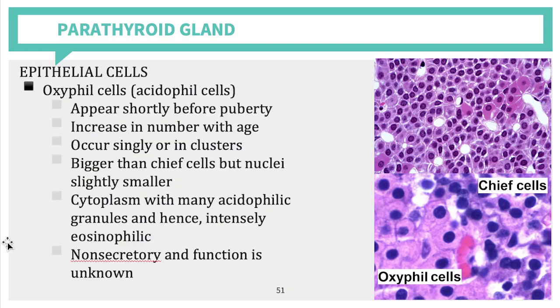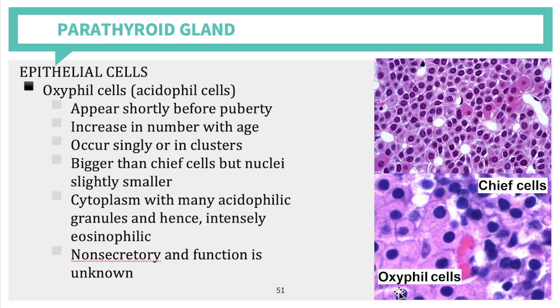How about your oxyphil cells? Your oxyphil cells, on the other hand, these are your acidophil cells. Acidophil cells appear shortly before puberty and increase in number with age. They can occur singly or in clusters. Bigger. Take note, one important differentiating factor: they are bigger than chief cells.